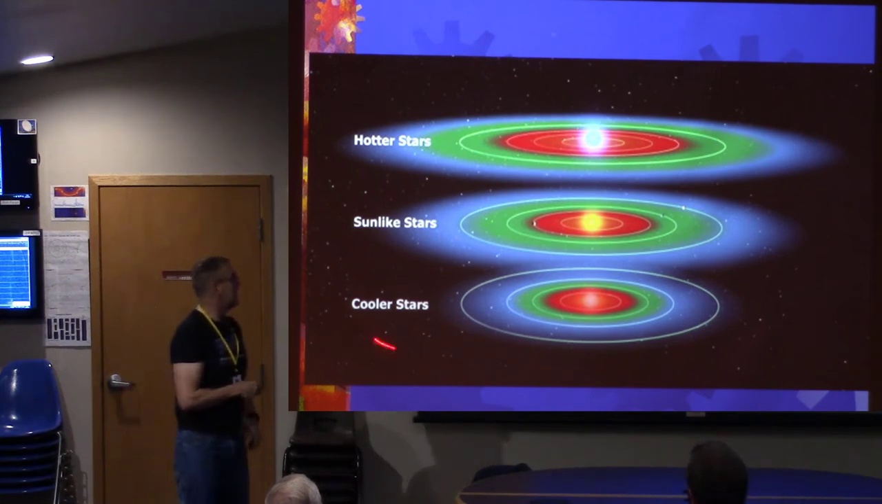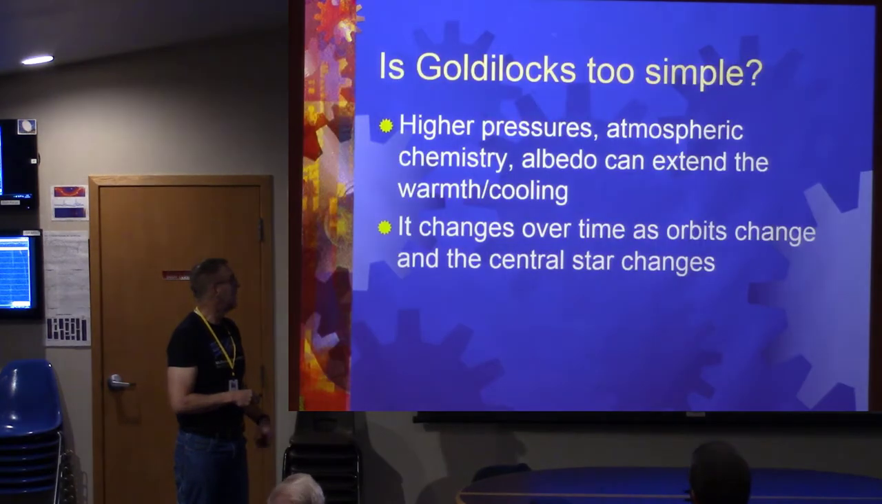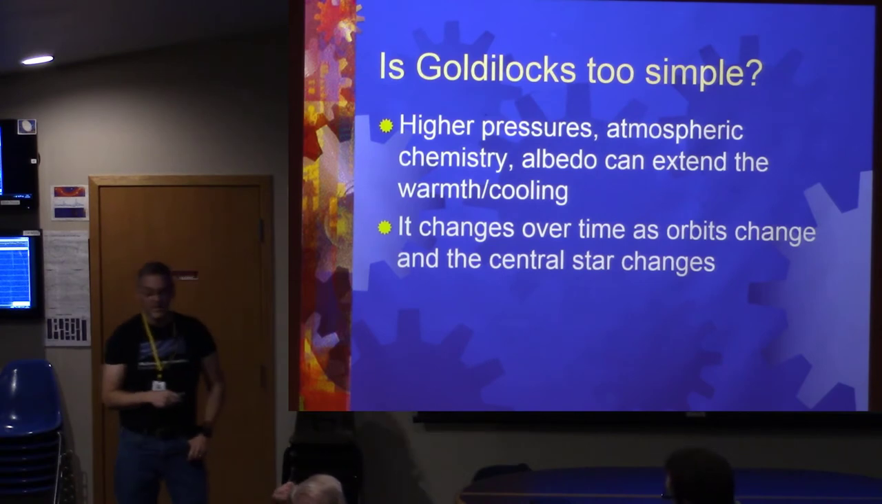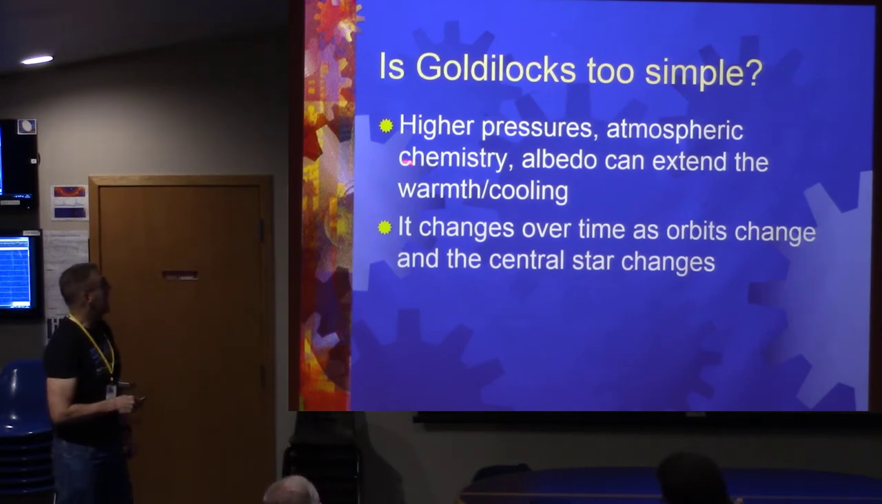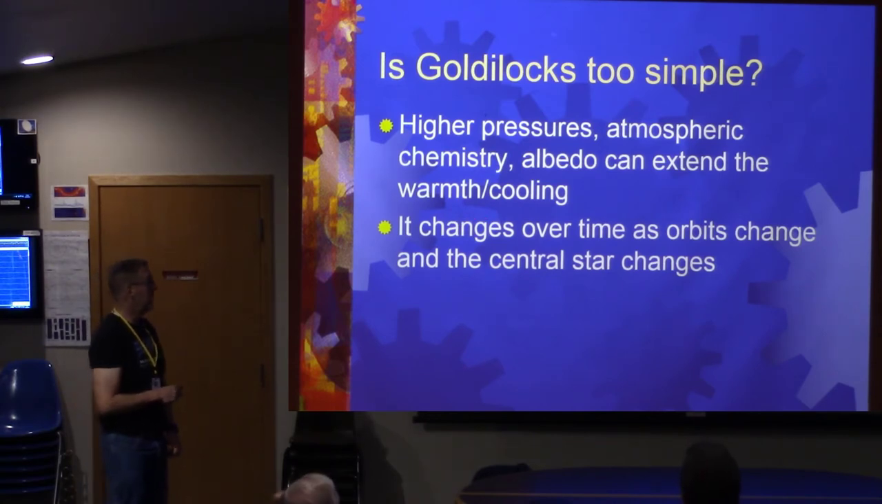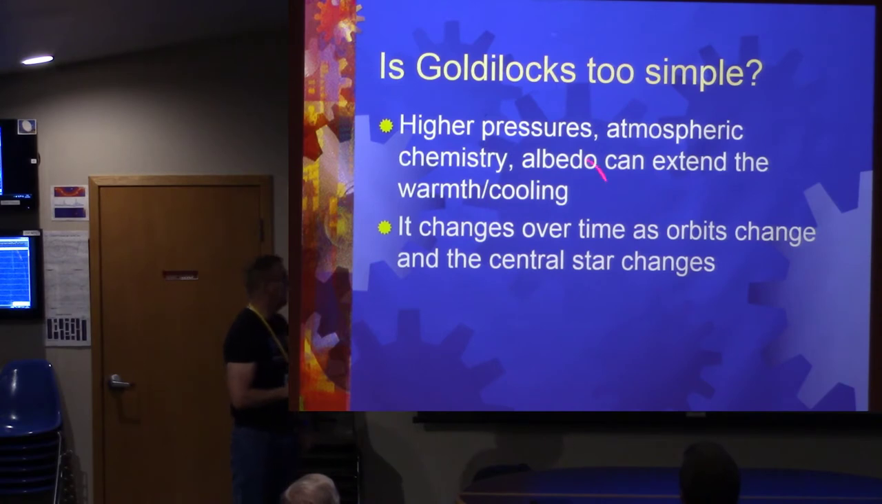So yeah, it's just a side picture here of the hot zone, the nice zone, and the cooler zone on the edges. The Goldilocks model, though, is too simple. Higher pressures, atmospheric chemistry, the reflectivity of the planet itself can change the zones of this warming and cooling.